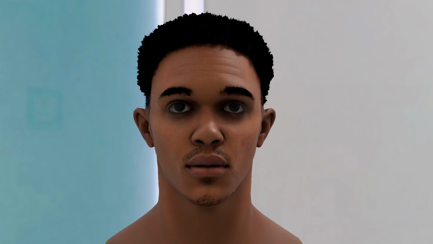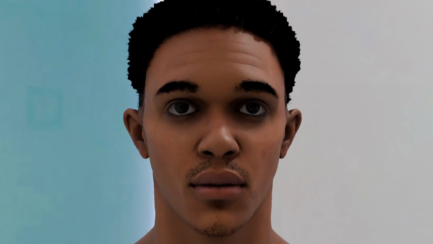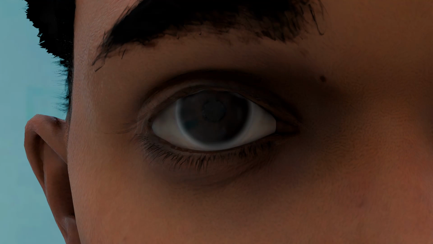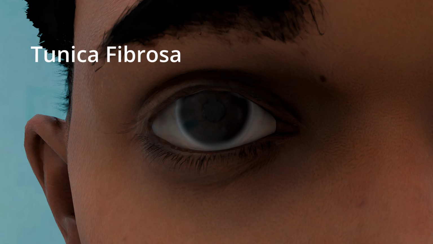I've prepared a 3D model and we're going to follow light as it goes through each layer of the eye, and we're going to talk about it as it goes through. We're going to start with the external portion here. We're going to start with the tunica fibrosa. That's going to be made up of the sclera, which is the white portion of your eye.